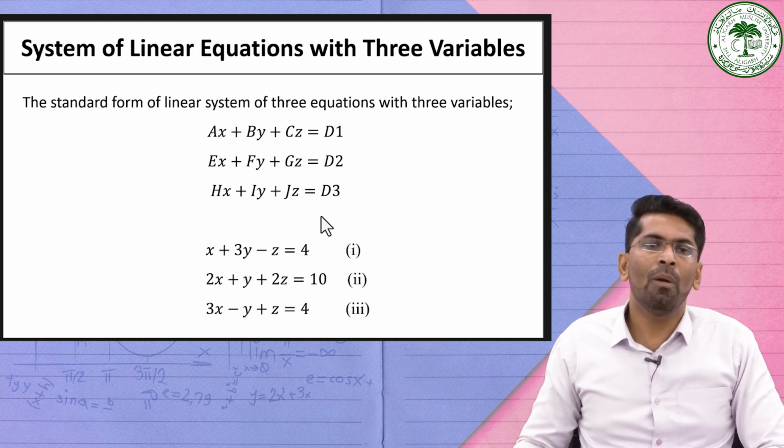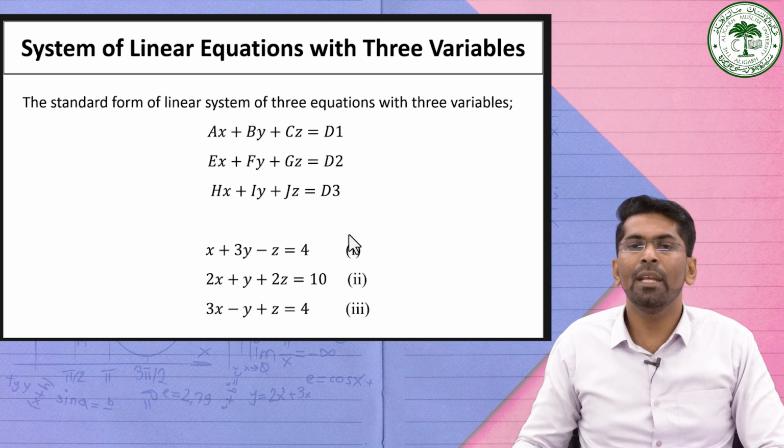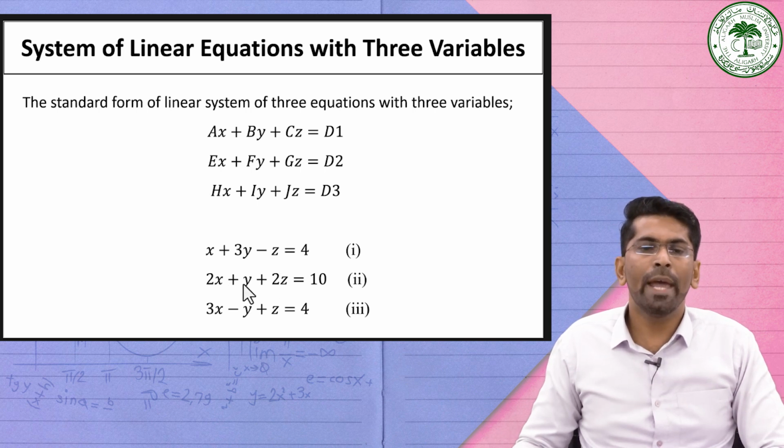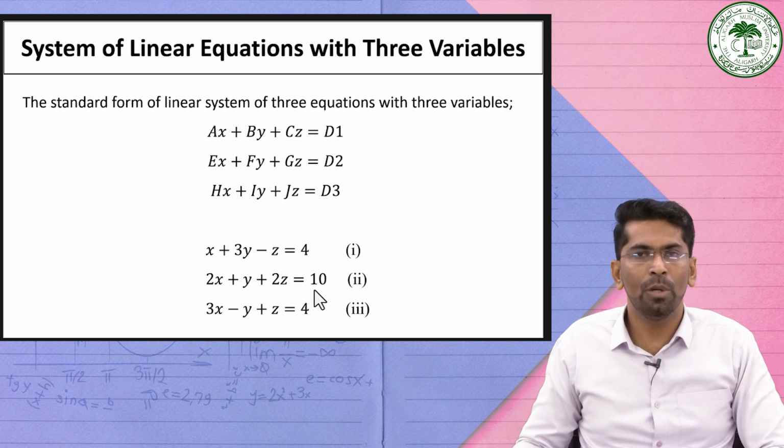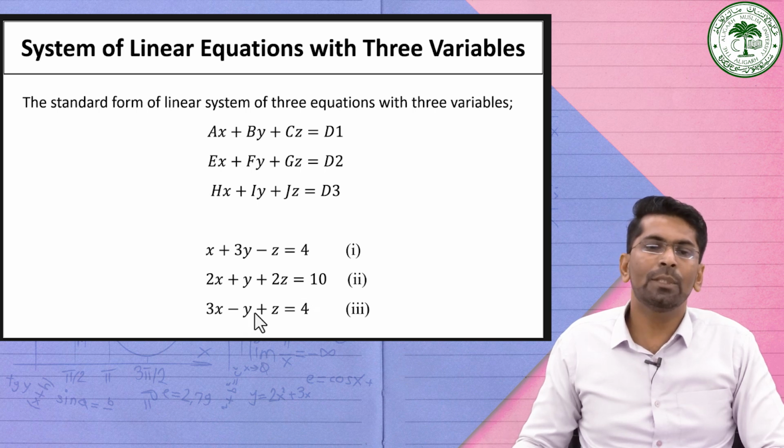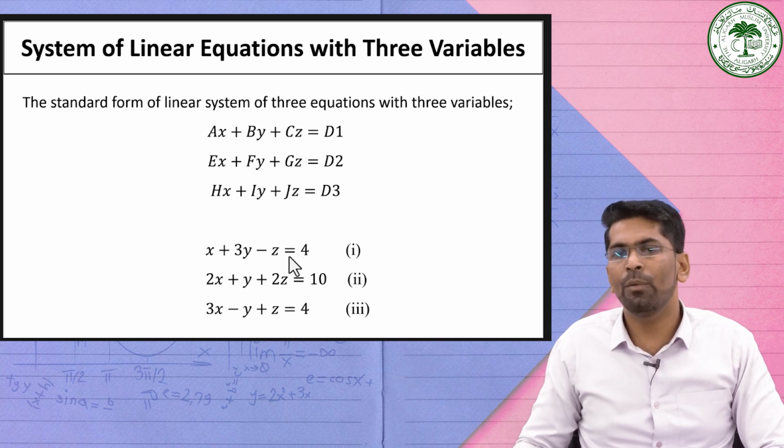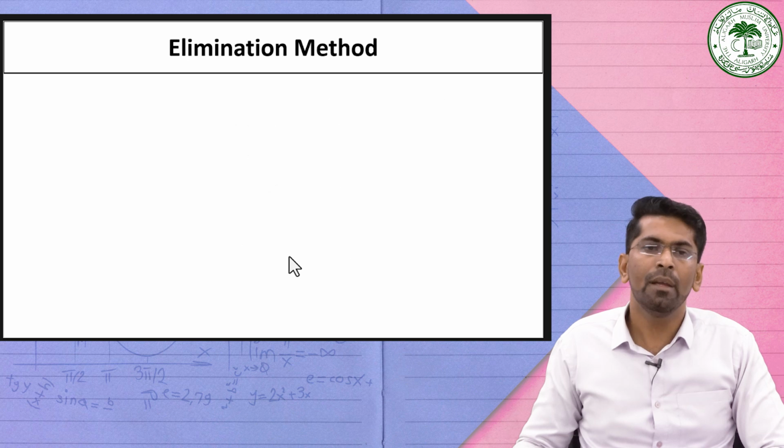Consider one example of a system of linear equations with the three variable case. We have three equations with three variables here. x plus 3y minus z is equal to 4. 2x plus y plus 2z is equal to 10. 3x minus y plus z is equal to 4. So we have three equations here with the three unknown variables x, y and z. So this is the system of linear equations with the three variable case.